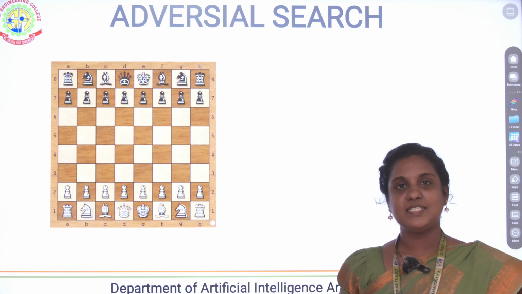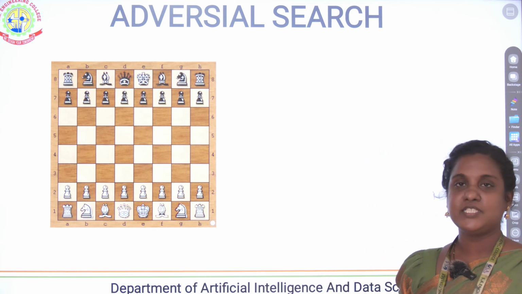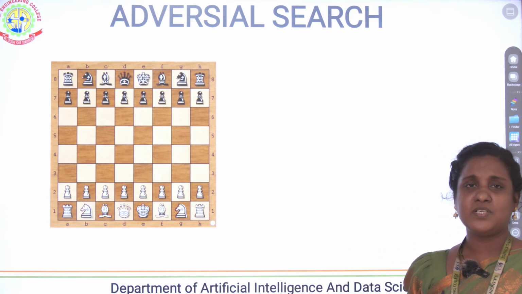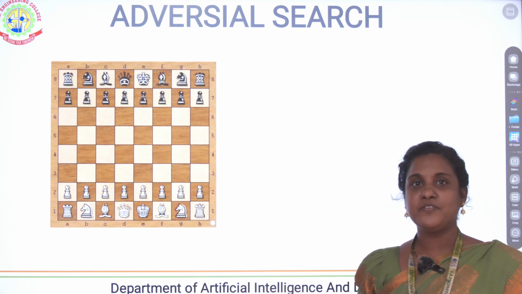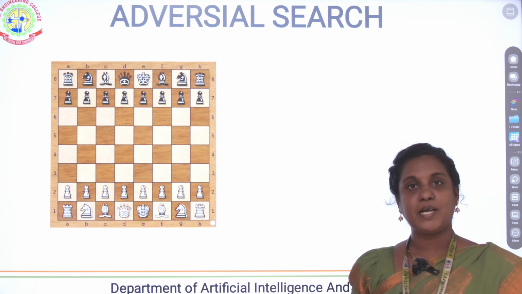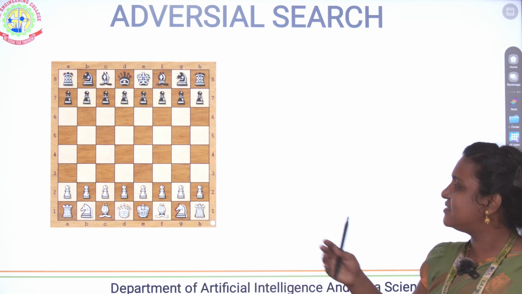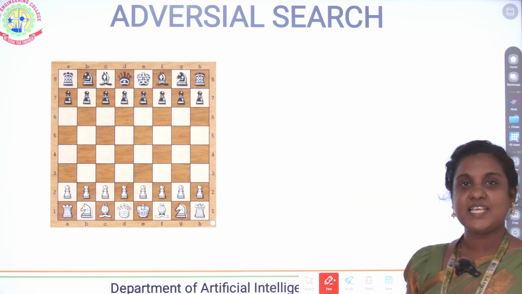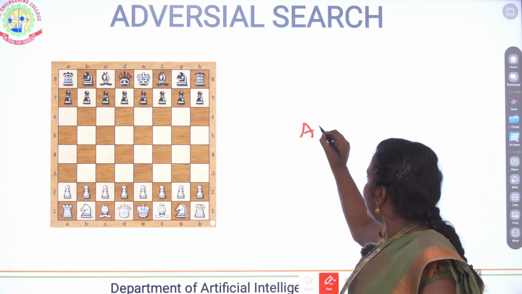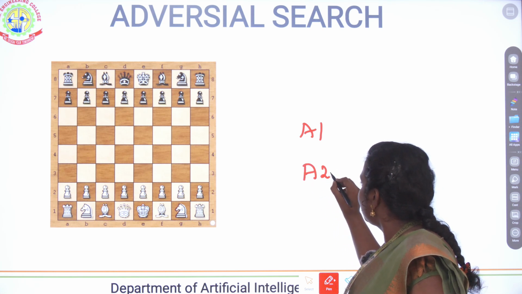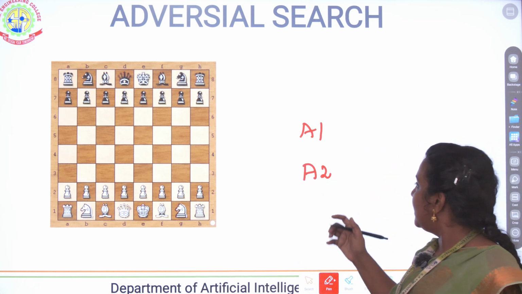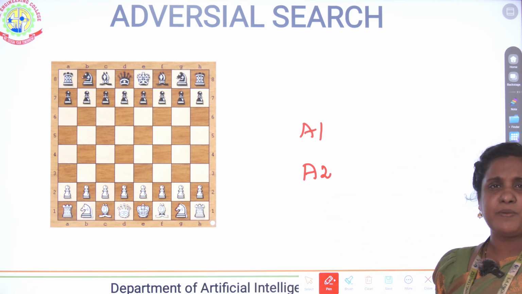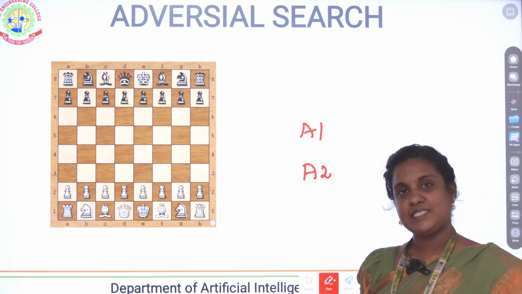Okay, adversarial search. This particular searching algorithm is used in game theory. So, what is meant by game theory? If you take real-time game applications, let us take the chessboard itself. Here we will have two agents, or we can say two players, A1 and A2. These two players will compete with each other.